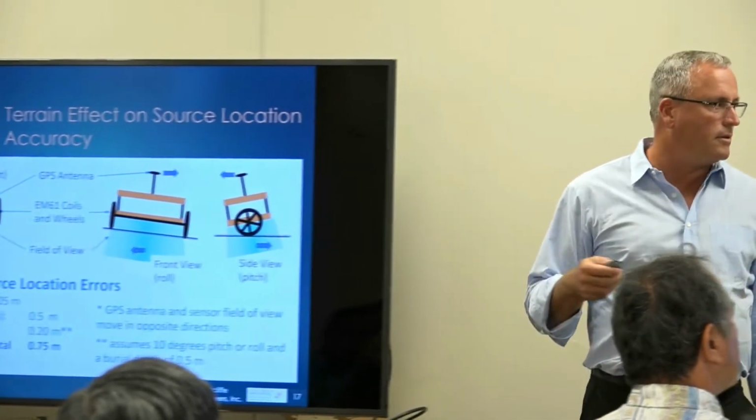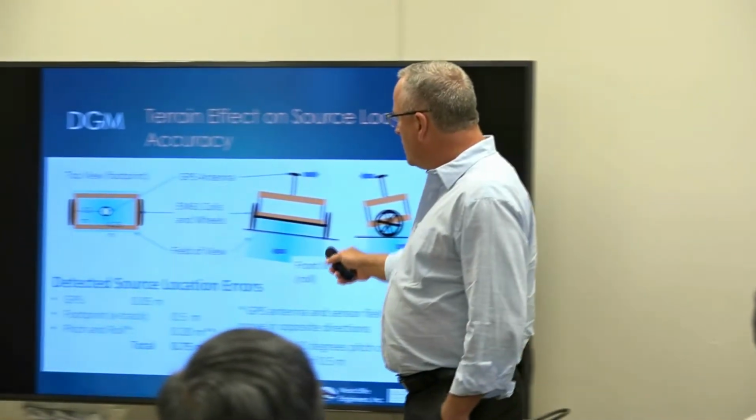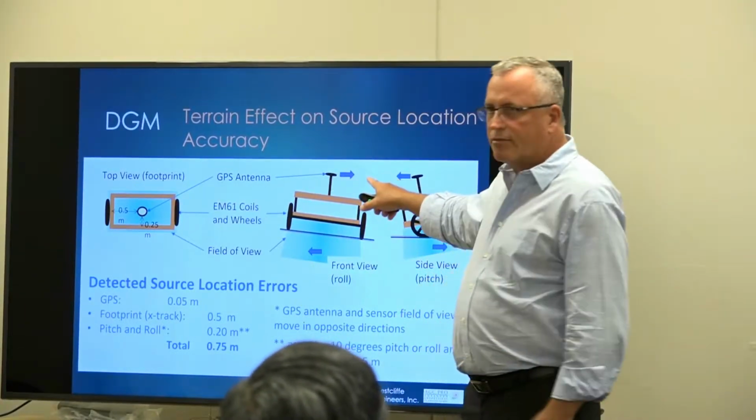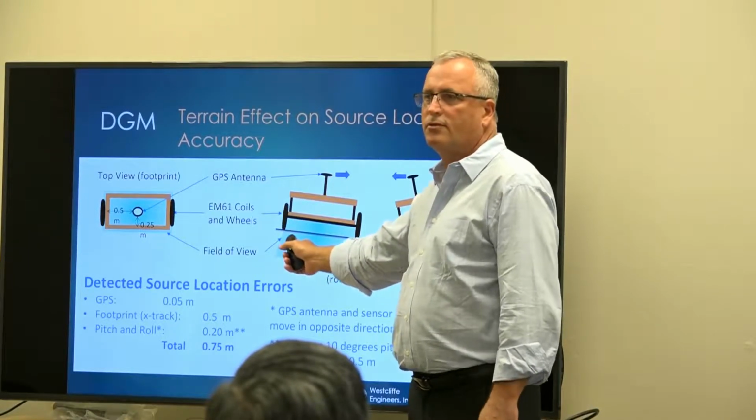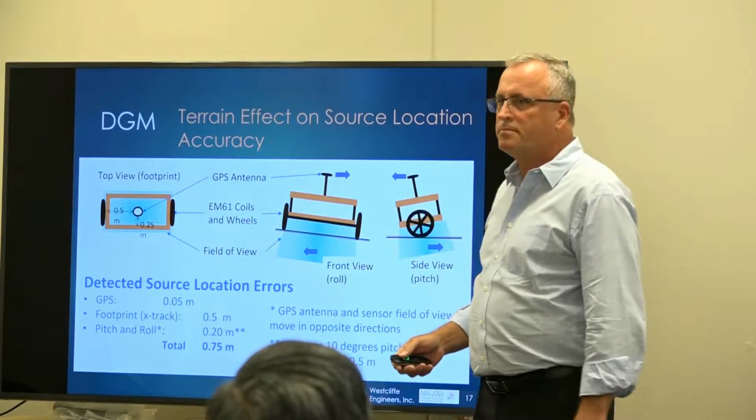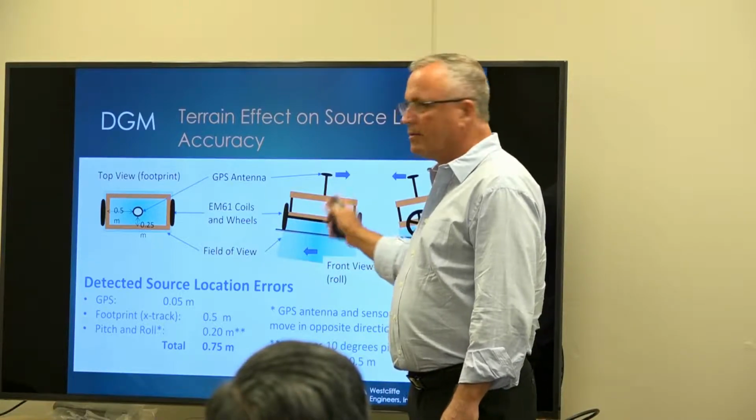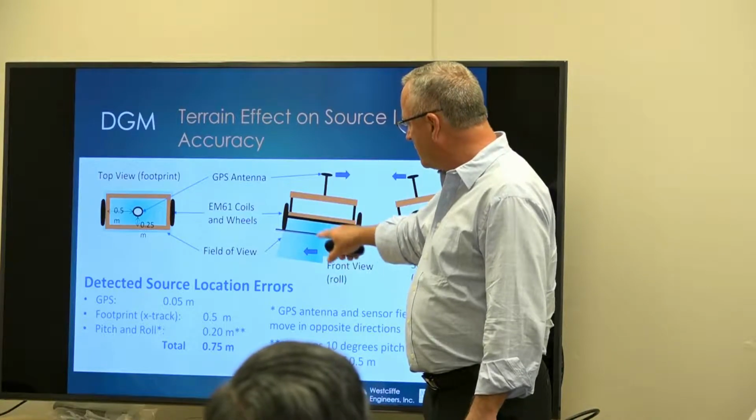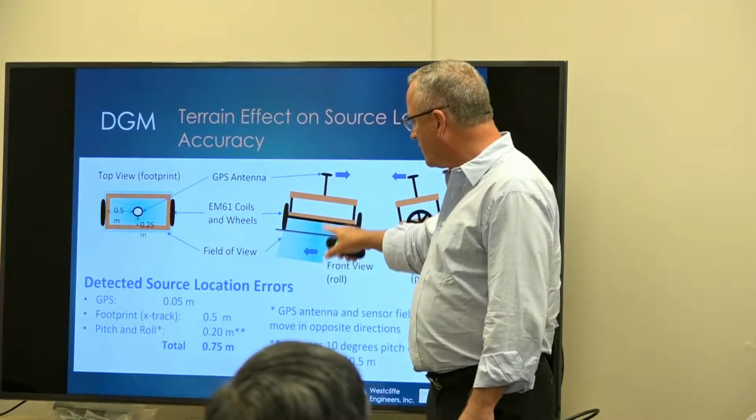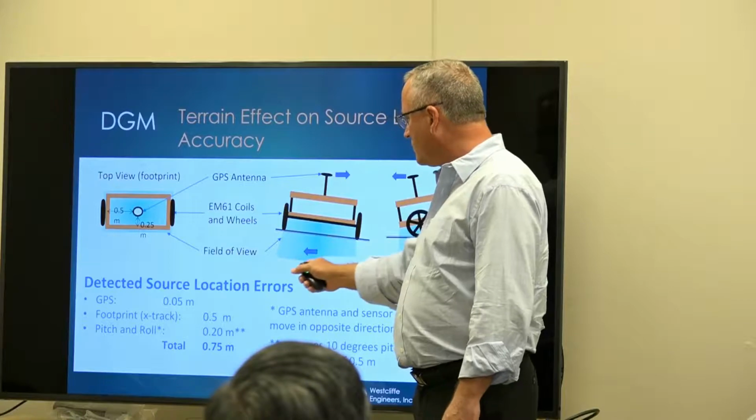Adding to that problem is the effect of the coil orientation. Again, regular DGM doesn't account for the pitch and roll of the sensor. When you have pitch and roll, not only do you have the GPS antenna offset in one direction, but your field of view is skewed in the opposite direction. So if you have a deeper target, the errors are going to be larger too. I don't know if you can see it, but there's kind of a graded difference here, because you'll get the peak of the curve just offset in that sense.